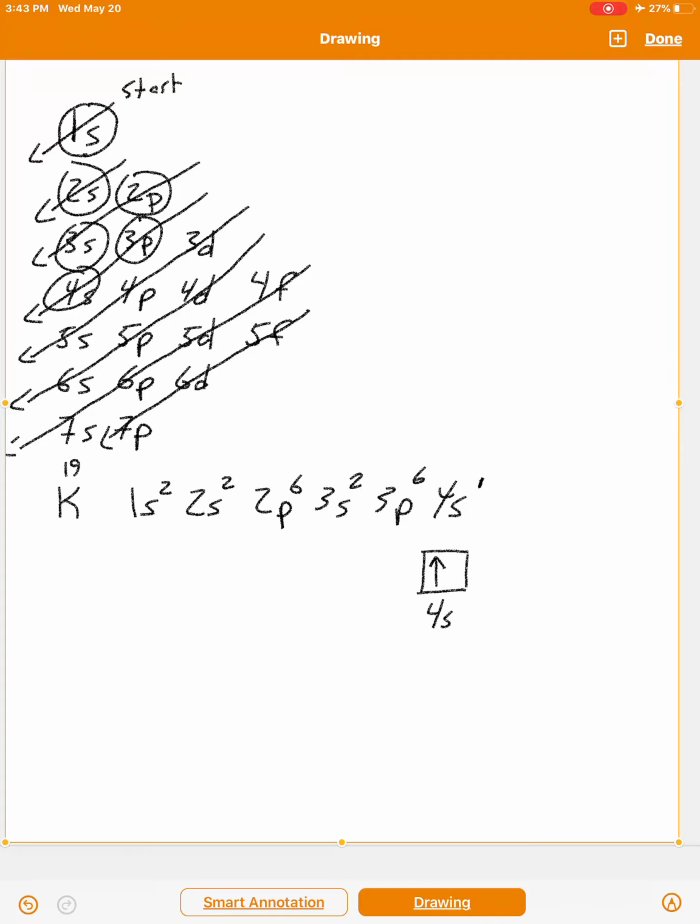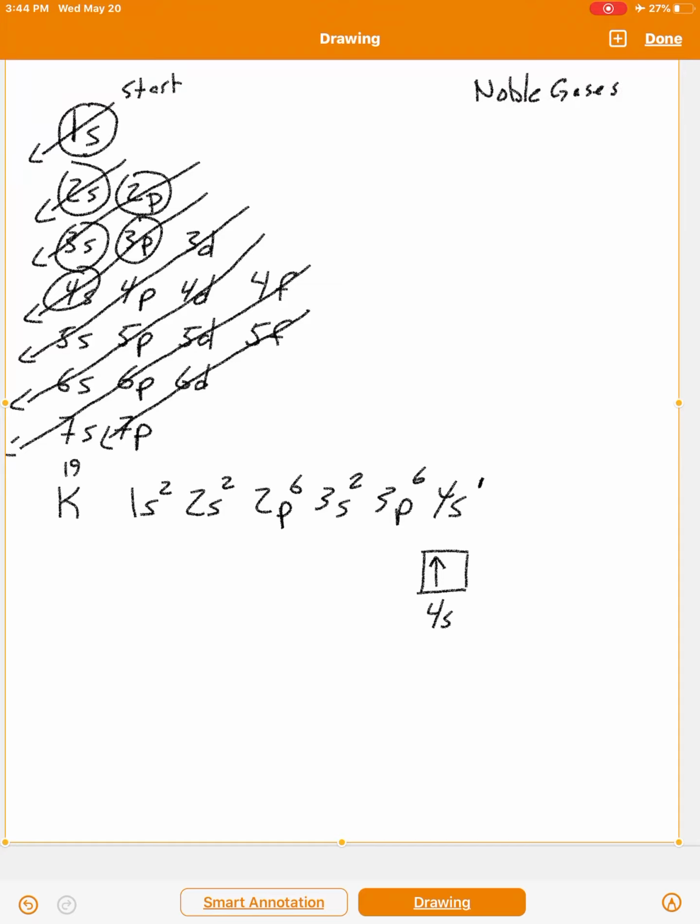Okay? Now, it turns out that as you start going through the periodic table, this notation becomes a little bit awkward. It becomes so lengthy, right? Even that right there is pretty lengthy. So what we do is we have a shorthand notation involving noble gases. So let's talk real briefly about the noble gases.